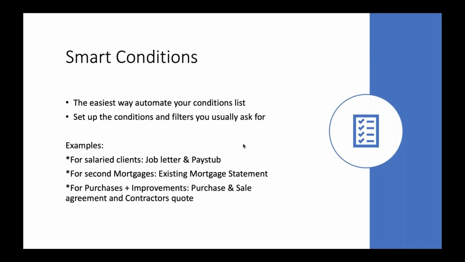So, in simplest terms, Smart Conditions are the way that you set up your conditions to automatically fire for the right application. What I mean by that is you would set them up in your settings and you would say, anytime I have a salaried client, I ask for a job letter and a pay stub. Anytime I have a self-employed client, I ask for 2 years T1 generals and 2 years NOA. If I have a second mortgage, I ask for an existing mortgage statement. If I have a purchase plus improvement, I always ask for a purchase and sale agreement and a contractor's quote. So in many cases, these can be set up as smart conditions and they can be defaulted for you.